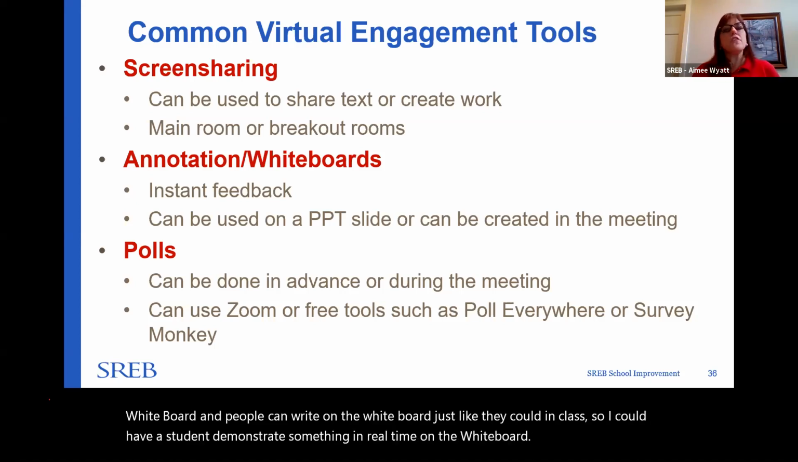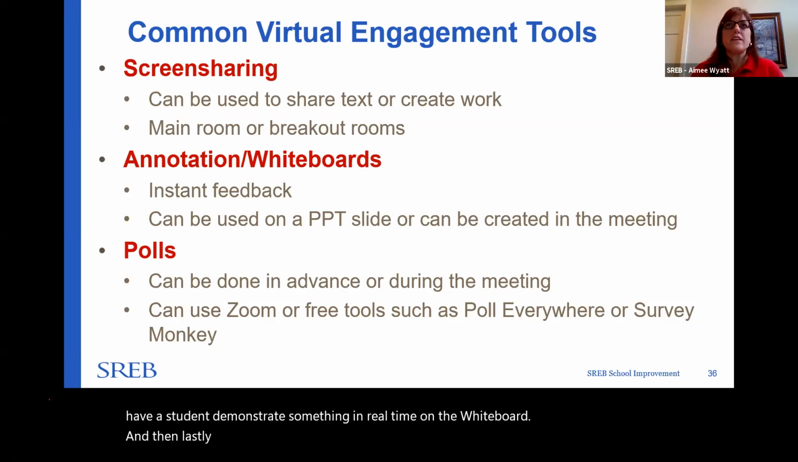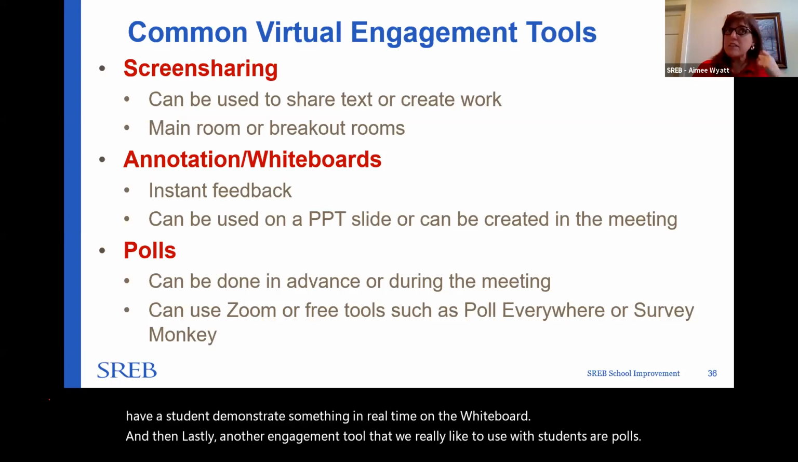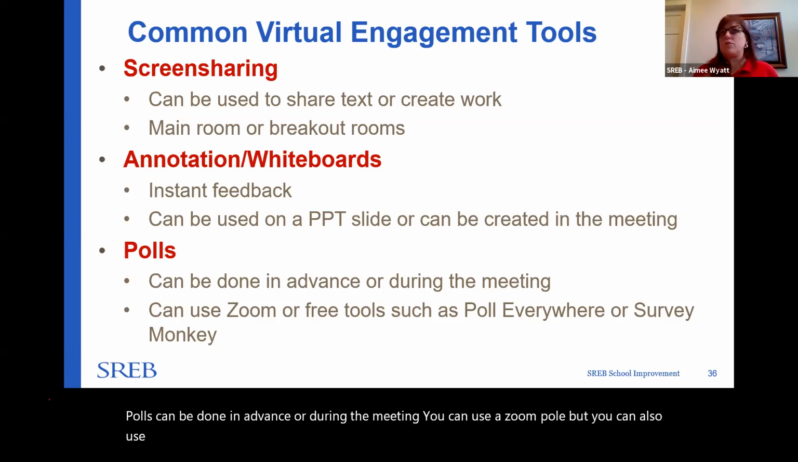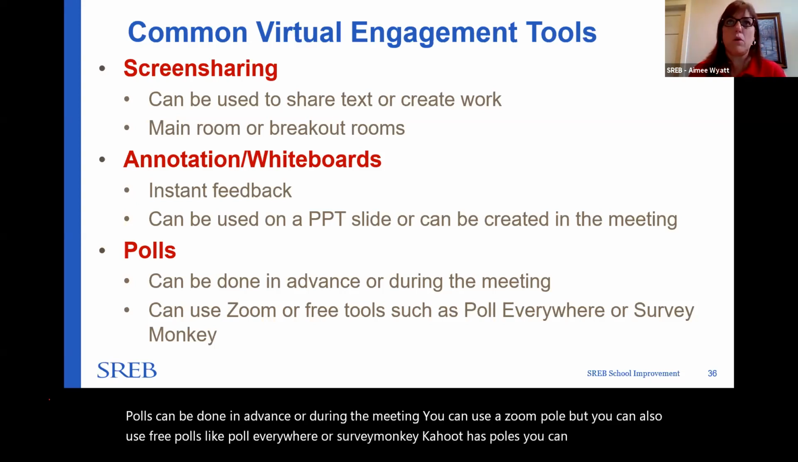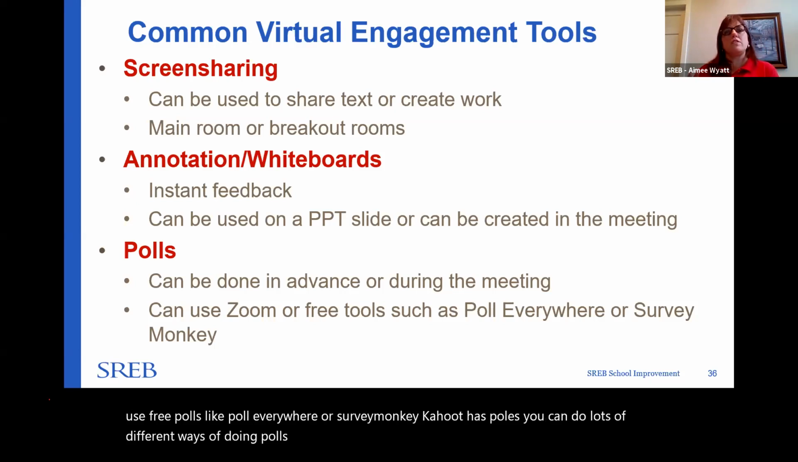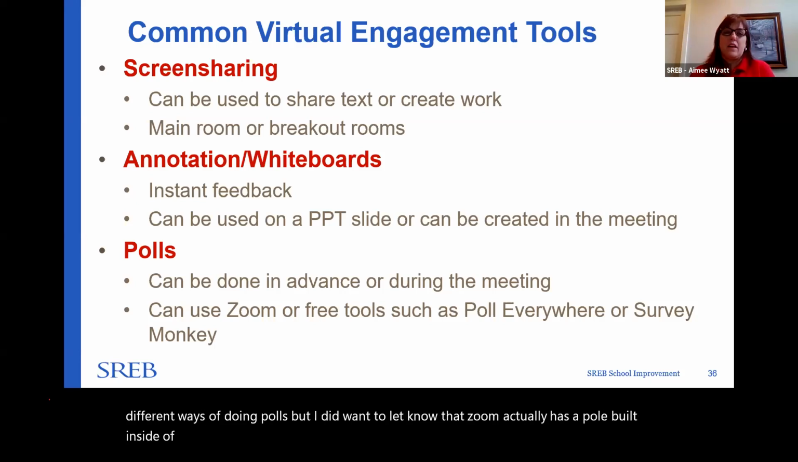And then lastly, another engagement tool that we really like to use with students are polls. Polls can be done in advance or during the meeting. You can use a Zoom poll, but you could also use free polls like Poll Everywhere or SurveyMonkey. You know, Kahoot has polls. You can do lots of different ways of doing polls. But I did want to let you know that Zoom actually has a poll built inside of it that you can set up. But these are 3 common ways to get students to engage with you in synchronous classroom teaching.